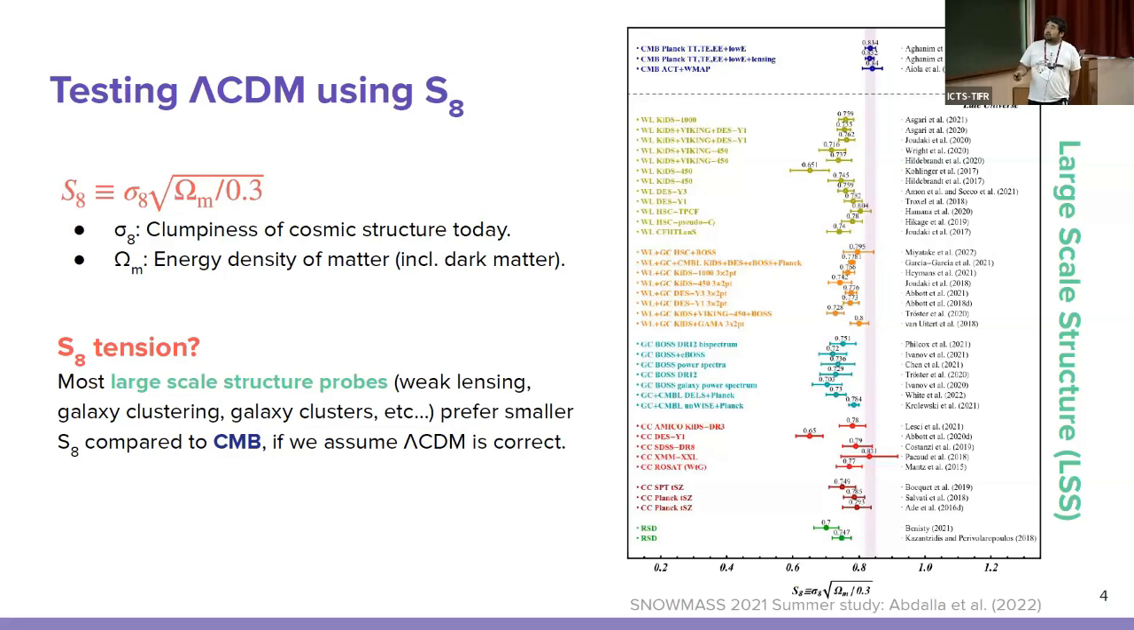Let me start with the S8 tension. The S8 tension has recently emerged. From the primary CMB measurement, if we assume lambda CDM, S8 is around 0.83. But other large scale structure measurements below redshift 1, including weak lensing, galaxy clustering, and clusters, tend to prefer a smaller S8, like 0.76 or 0.77. This difference is not really significant yet, but this might be a smoking gun of the breakdown of lambda CDM.